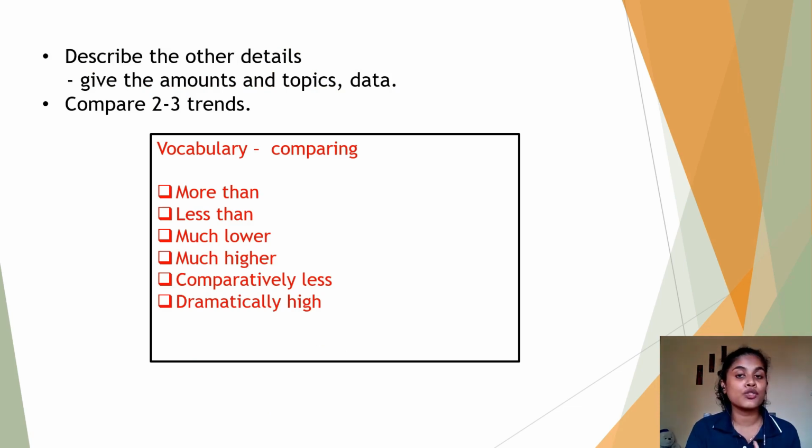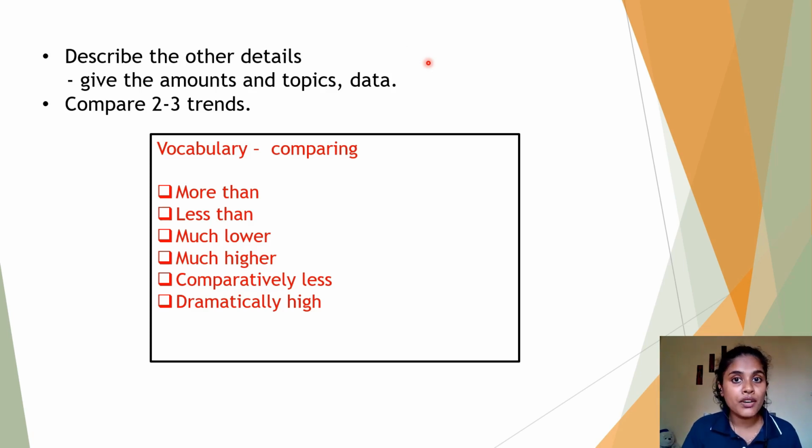If you can remember, first I'm just repeating it again. Describe the topic, describe the graph details, describe the main amounts, which means the maximum, minimum, and similar amounts. And then we are describing the other details, which means the other amounts, other topics and data, which means not the maximum, not the minimum, not the similar amounts, but others. So we can compare 2 or 3 terms as well.